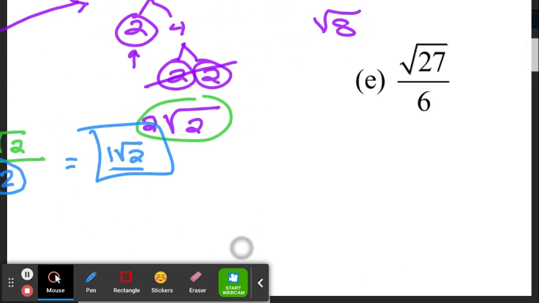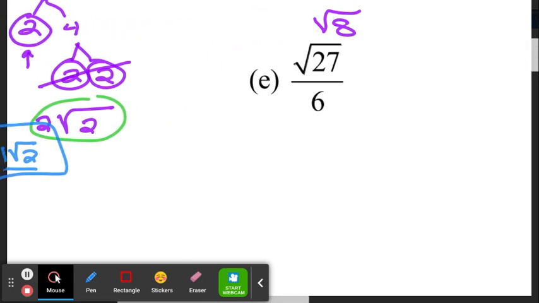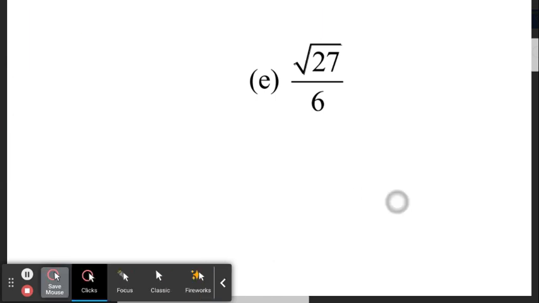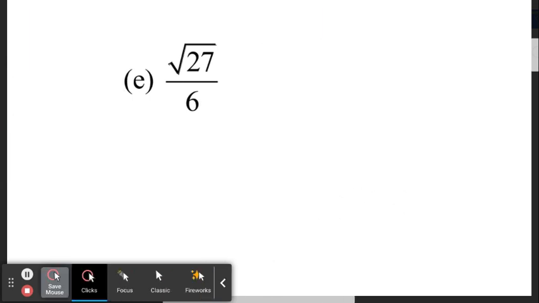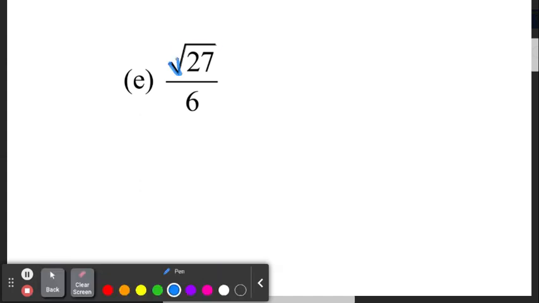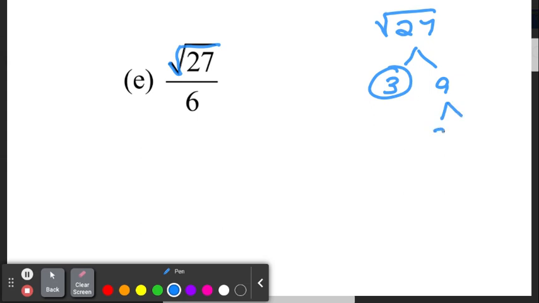Let's take a look at A. All right, letter E. Square root of 27 over 6. So let's start by simplifying square root of 27. I'm going to do it over here, just kind of like scrap paper. 3 times 9 is 27. And 9 is 3 times 3. So when we simplify this, our match goes in the front, and our leftover 3 goes in here.